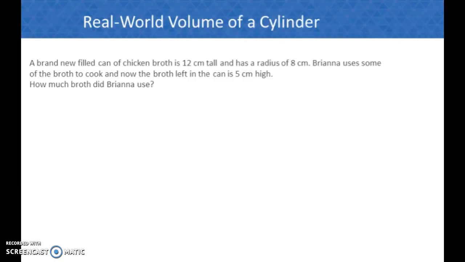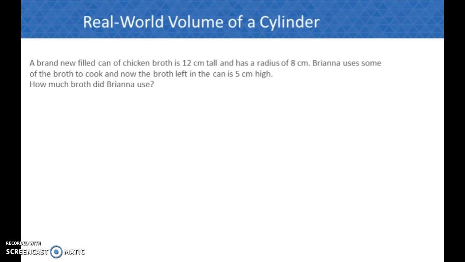So this problem says a brand new filled can of chicken broth is 12 centimeters tall and has a radius of 8 centimeters. Brianna uses some of the broth to cook, and now the broth left in the can is 5 centimeters high. How much broth did Brianna use?